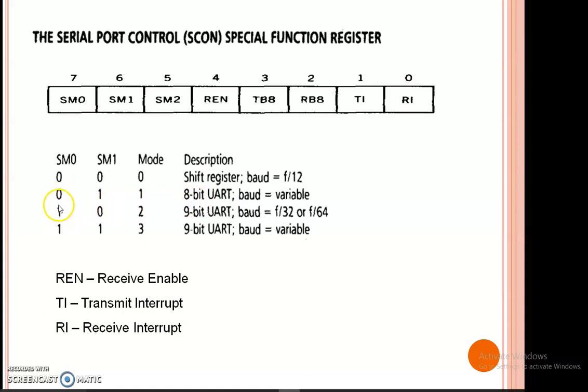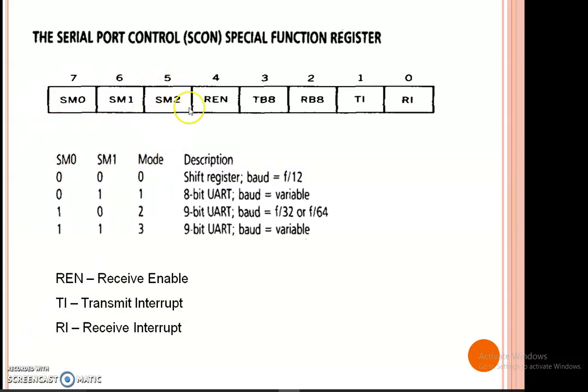And if SM0, SM1 are 1, 0, you are selecting mode 2. What is mode 2? 9-bit UART. The baud rate is fixed, F by 32 or F by 64. F means the crystal frequency of the 8051. And if it is 1, 1, you are selecting mode 3. It is 9-bit UART, but the baud rate is variable. So these are the 4 modes of serial communication. You can select any one mode with the help of the SM0 and SM1 bits of SCON.